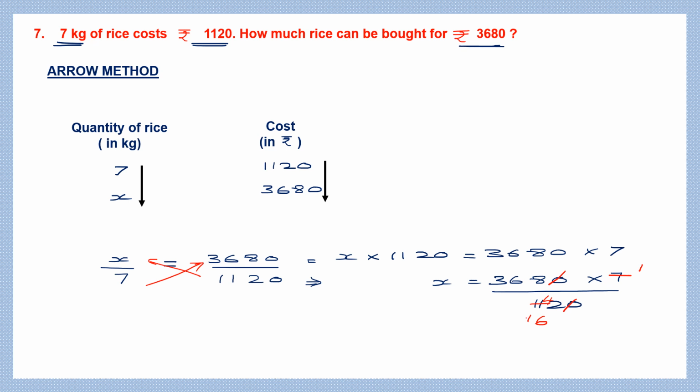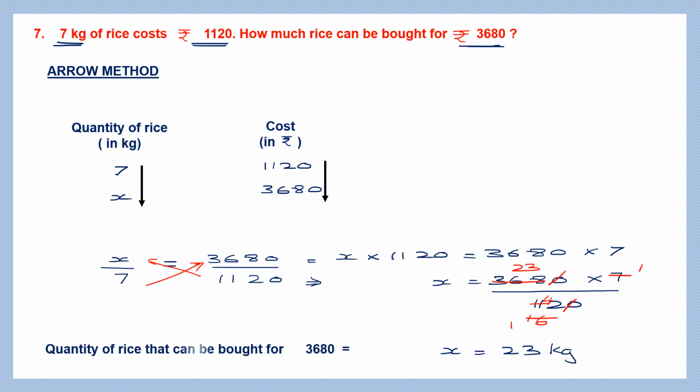Now we can cancel 16 and 368. 16 ones and 16 into 23. So now we have found the value of x, and x is 23. And what did we say x is? x is the quantity of rice. So the quantity of rice that can be bought for 3,680 rupees is 23 kg. We can write that 23 kilograms. So our final answer should be mentioned: quantity of rice that can be bought for 3,680 rupees is 23 kg, and this is our final answer.